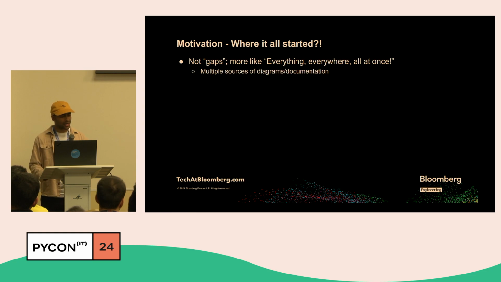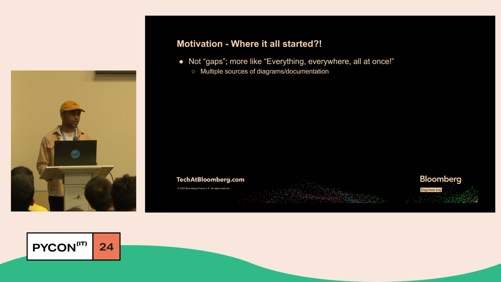What I mean by that is that there were multiple diagrams, there was a lot of documentation out there, but they were all distributed. Some were in the form of a wiki page, some were on a GitHub page. Everything was just not organized, which is something I've seen in my previous companies and wherever I've done internships and work. I was like, this is a common theme.